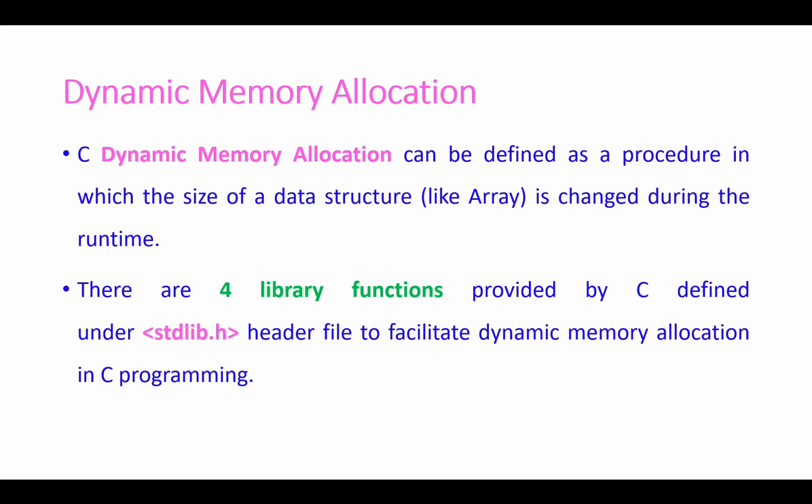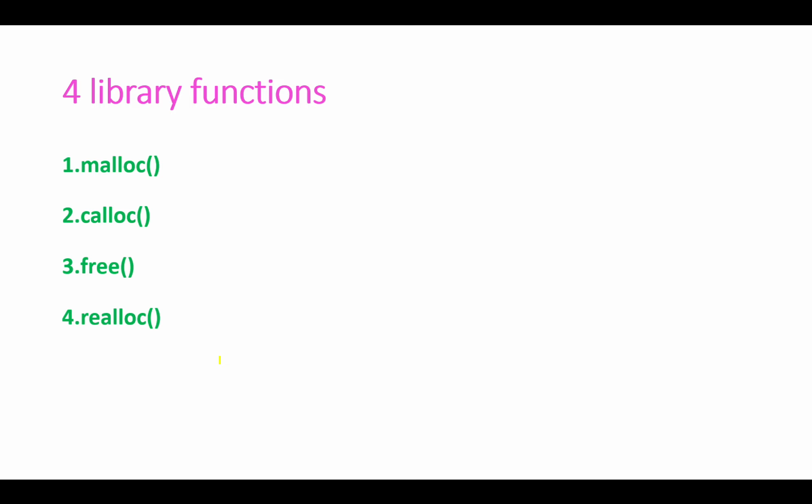When we are writing a dynamic memory allocation program, we need the header file called stdlib. It's mandatory to write this header file, then only can we access the library functions for dynamic memory allocation and have them executed. So we will see the different types of library functions.